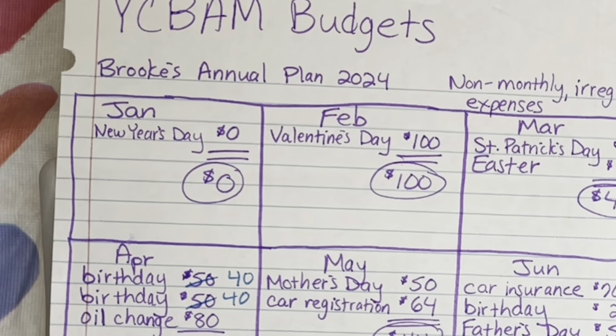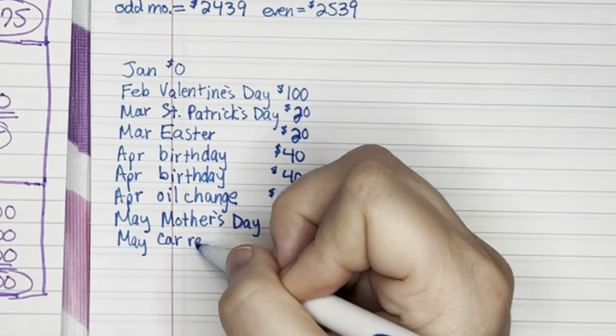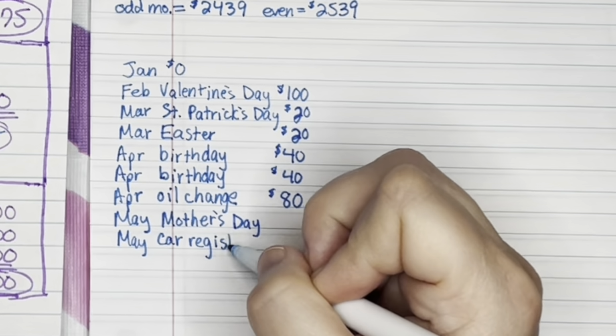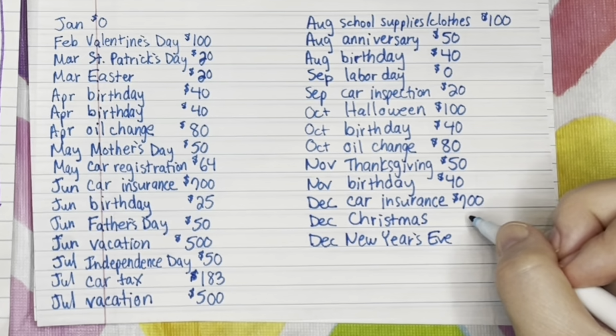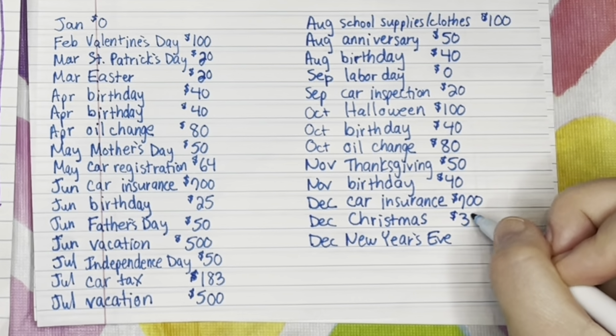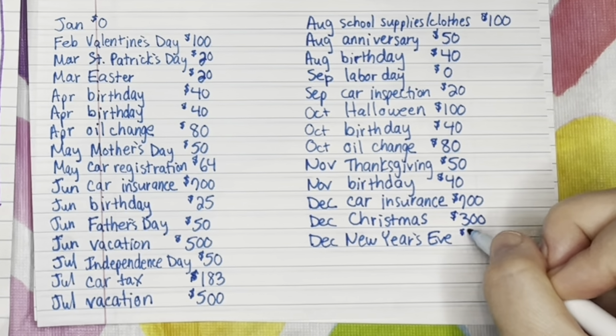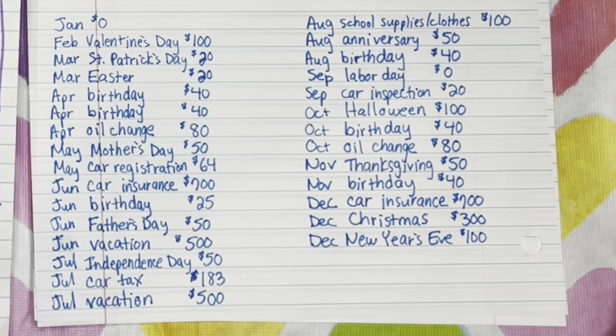She had $0 that she's budgeting for extra stuff. In February, you can see she wanted to budget $100 for Valentine's Day, so we'll put that on the other sheet of paper. We continue to go month by month, and we move the numbers from one sheet of paper over to the other sheet of paper.